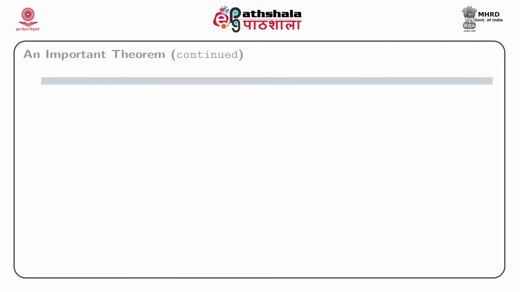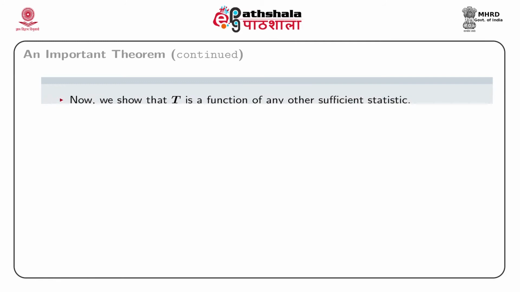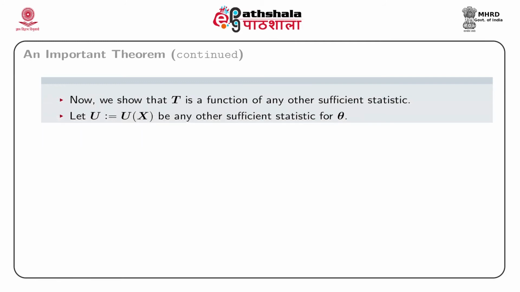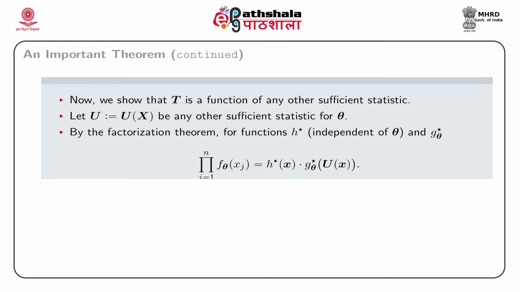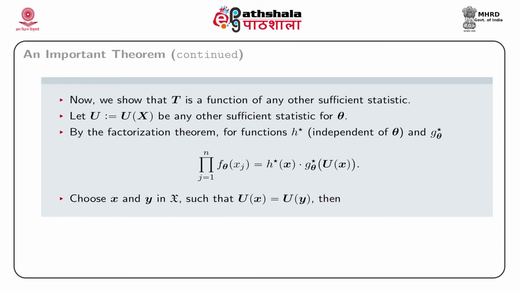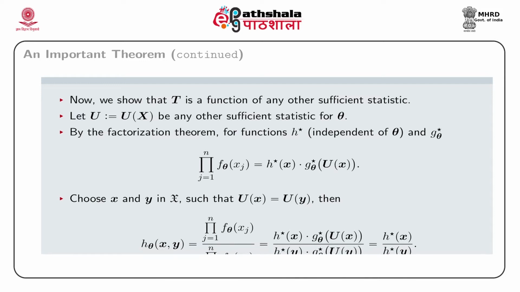Next, we consider the proof of the necessary part of the theorem. Suppose U equals U(x) is another sufficient statistic for theta. Then by the factorization theorem, we can write product over i from 1 to n f_theta(x_i) equals g_theta star(U(x)) into h star(x) for some appropriate g_theta star and h star. Here h star does not depend upon theta.